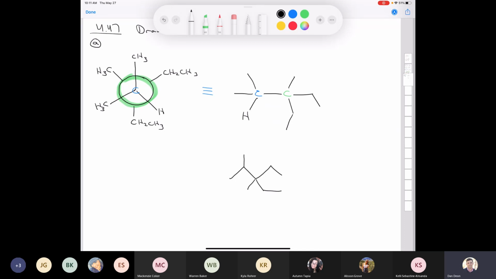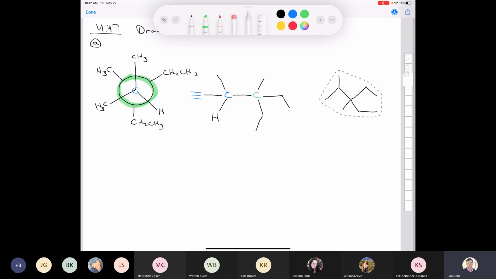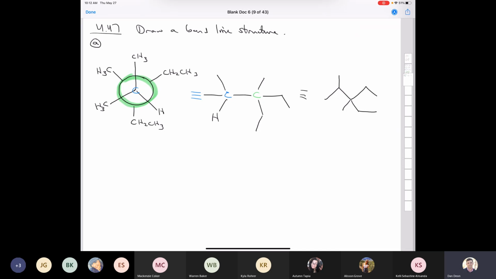Nothing more than that. All right. But it's not that simple. I don't think it's an easy thing to do. I don't like to use the word easy in a chemistry class, but I don't think it's the simplest thing in the world to draw a bond line structure from a Newman projection. So there you go. Boom. And that is the bond line structure.